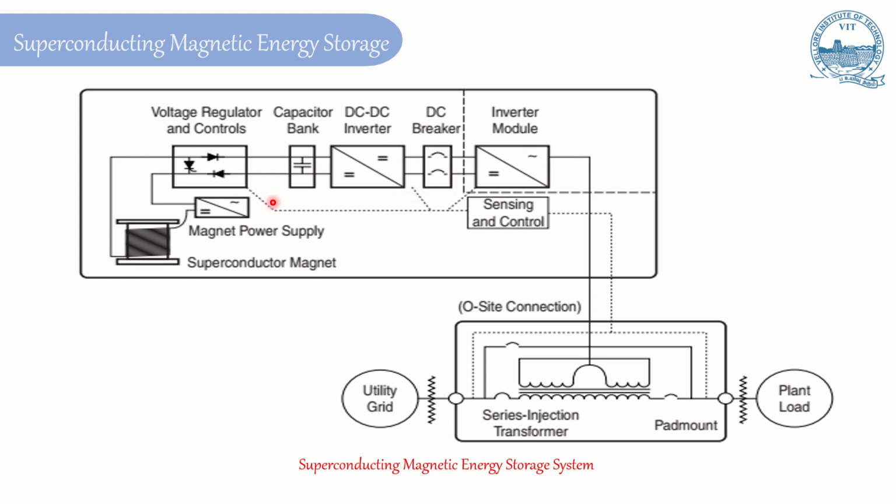This inverter module converts the DC voltage available here into AC. Since we have three power electronic converters, they need to be continuously monitored and sensed, and accordingly the control has to be taken care of. Under normal operating conditions, the power supply is given to the load through the alternative line, bypassing the series injection transformer. In case of power failure, this bypass line will be opened and the power will be injected through the series injection transformer, thereby maintaining the voltage at the load within limits.